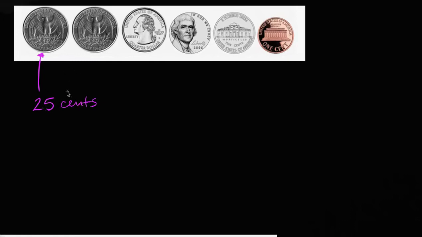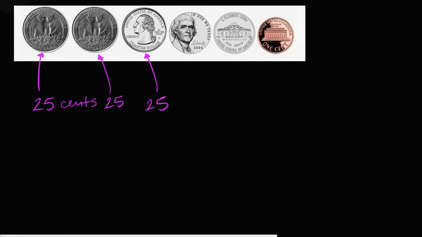Now this one's another quarter. So it is also going to be 25 cents. Now this one looks different, but it's just the other side of these coins. This is what the other side looks like. So this is also going to be 25 cents. These are 3 quarters right over here.